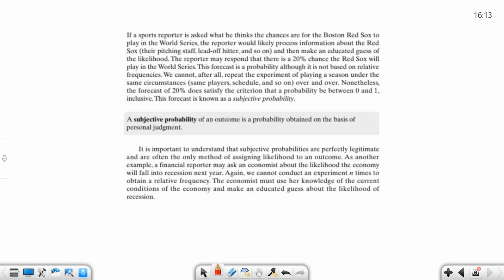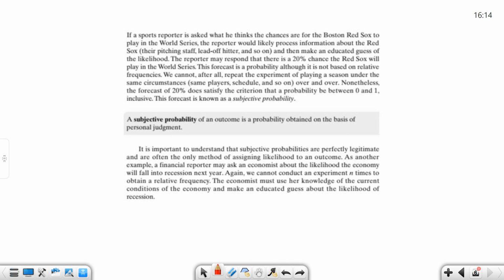And look, can we repeat the season a bunch of times, like 1,000,000 times, and see if the Red Sox get there 20% of the time? No, you can't even play the season again, okay? And you can't play it under the same circumstances, same players, same schedules, even the same age, right? If we played it again, they'd be older or younger or whatever. So the forecast of 20% does satisfy the criteria of a probability between 0 and 1. This is known as subjective probability. A subjective probability is obtained on the basis of personal judgment, and it is legit.